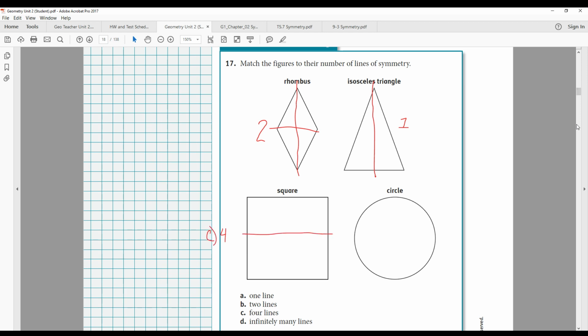It'll be from midpoint to midpoint, midpoint to midpoint, then vertex to vertex, and then vertex to vertex. And then the circle is going to have infinite many because what do we call it when we divide a circle in half? It's a diameter. So how many diameters does a circle have? It has infinite many. I can't draw them all. All right, so this one has infinite many lines of symmetry.